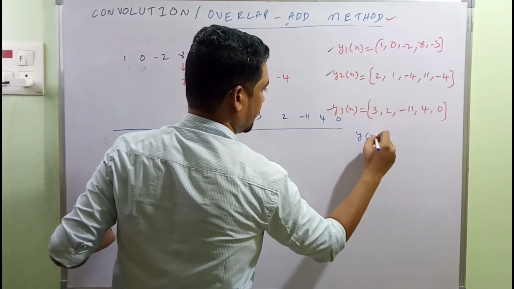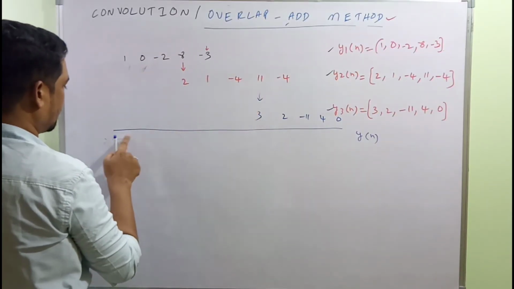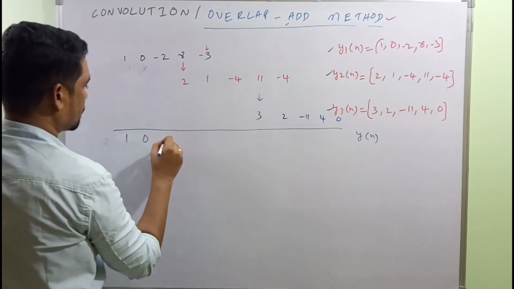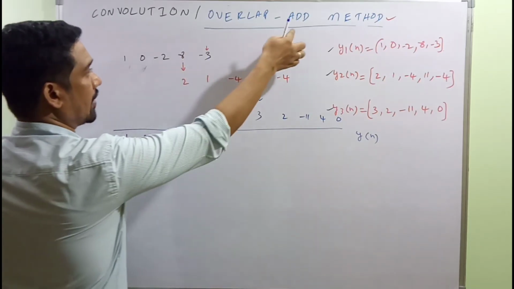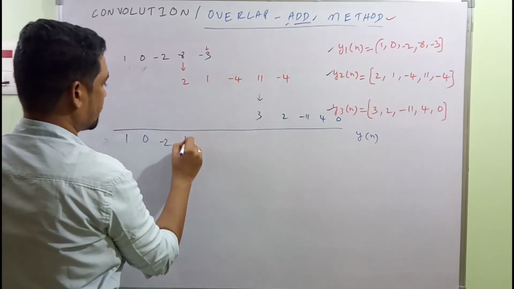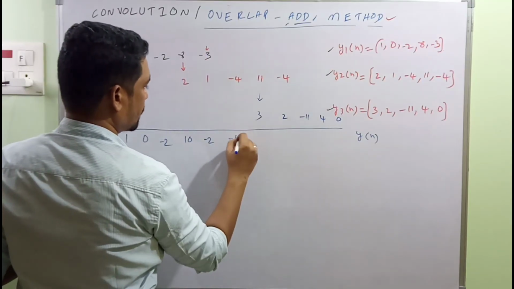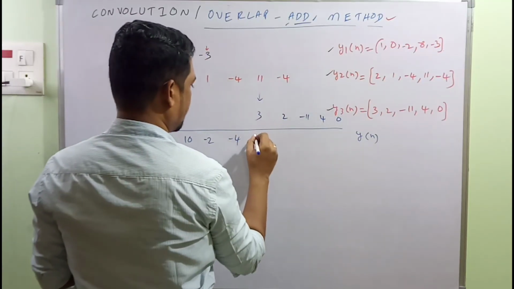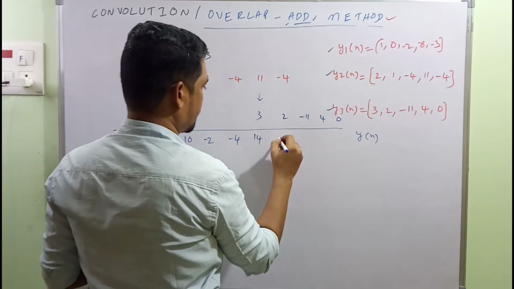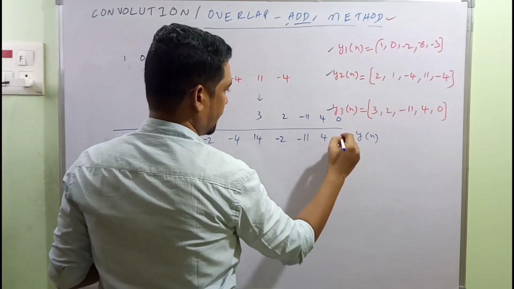Y of n will be this one. This one comes down as it is, 1. This one comes down as it is, 1, 0, minus 2, and these two are added. Overlap add method. These two are added. That gives us 10, and minus 2, minus 4, and it's a 14. 11 plus 3, 14, and it's minus 2 again, minus 11 again, it's a 4, and it's a 0.